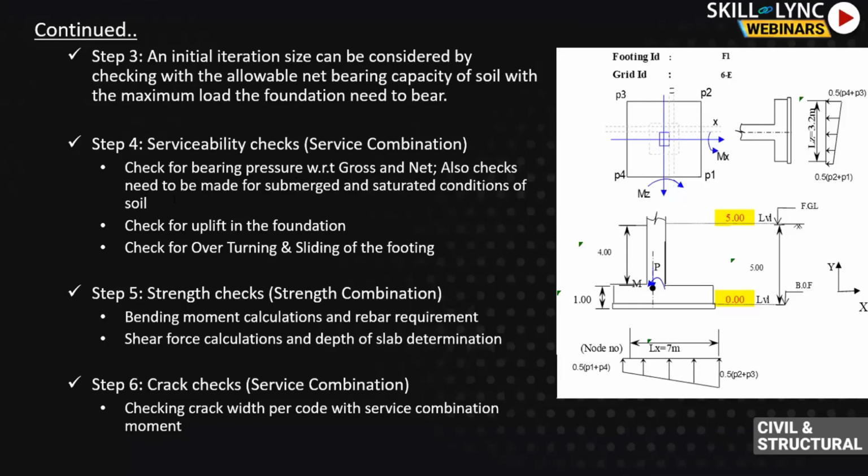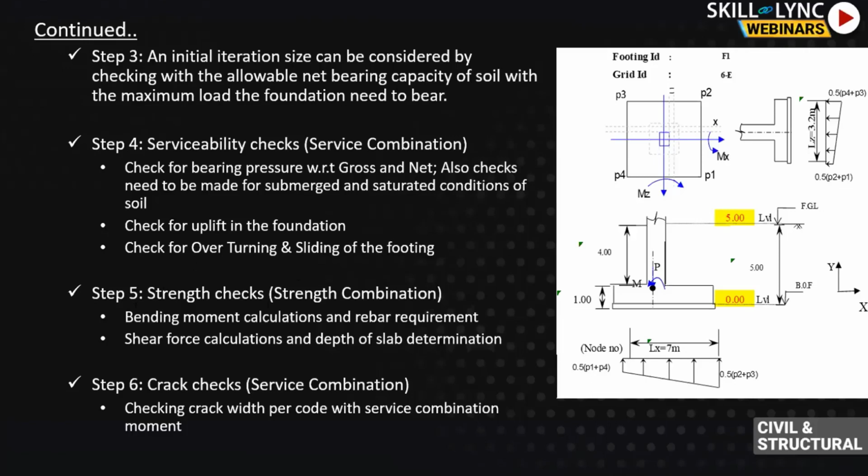As I mentioned earlier, the groundwater table needs to be considered during an engineering process, because during a rainy season, soil may be submerged and the entire thing gets flooded. Then you have to check for a submerged condition. Otherwise, the soil will be saturated under normal conditions. And other serviceability checks include check for uplift in the foundation and check for overturning and sliding of the footing. Step 5 includes the strength check with strength combinations.